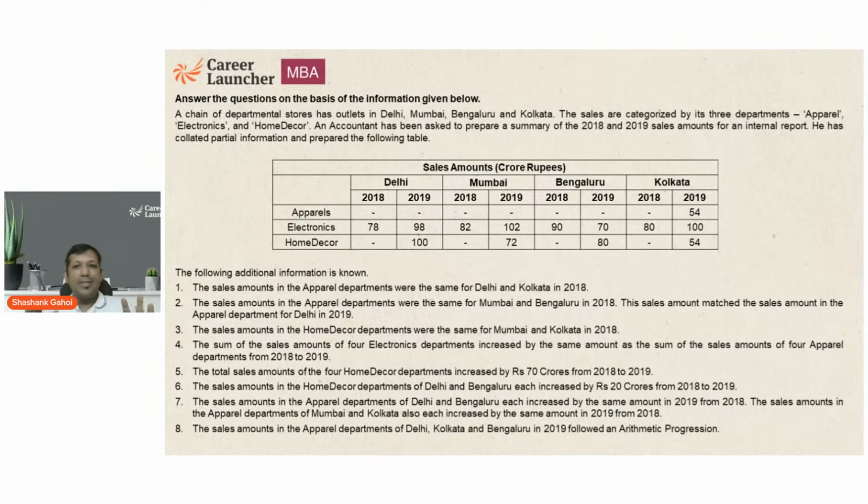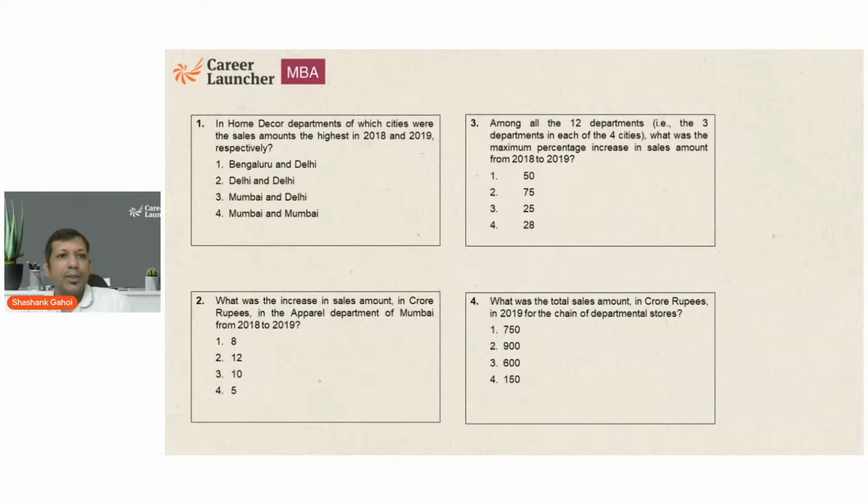Okay, so basically, if they are going to give us the whole data, then why are we solving it? So definitely, some values are going to be missing. So our job is to figure out those values. Okay. Now there is some additional information that is given to us, and our job is to figure out in home decor department, in which cities the sales amount was highest in 2018 and 19.